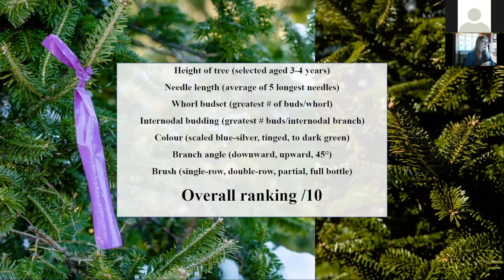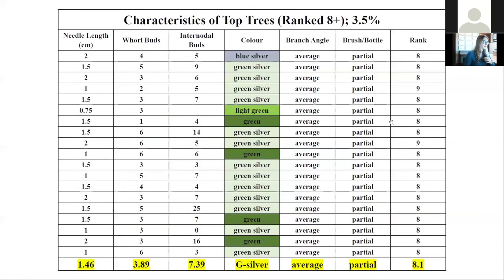Color, so I mentioned earlier, we've got a scale for that, kind of blue silver to tinge silver to dark green. Branch angle, so you can have downward, upward, good, or 45 degrees. And your brush, single row, double row, partial, and full bottle. So our overall ranking, if we take those trees, which we ranked out of 10, and look at what their characteristics were, this is what you get back.